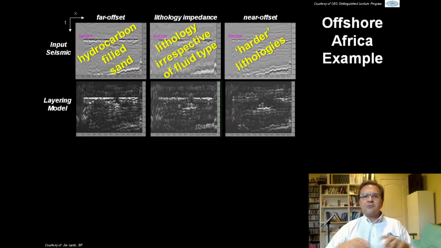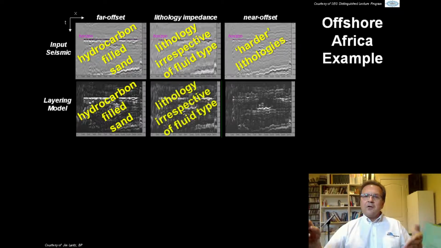Spectral inversion was run on each of the three cases. The layering solutions represent the reflective material sensed by each of the individual input datasets. In other words, the far offset layering corresponds to layering that is hydrocarbon filled. The lithology impedance derived layering corresponds to lithology irrespective of fluid fill. And the near offset based layering corresponds to the layering associated with the harder lithologies.